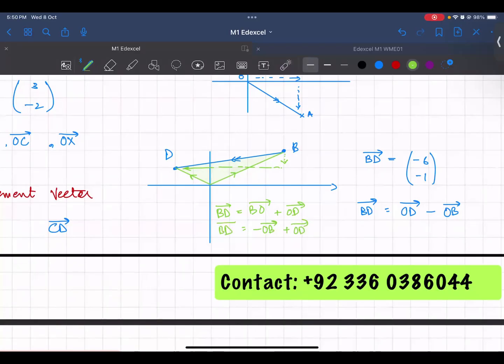If I want to write them down in terms of the position vectors, you can see BD is equal to OD minus OB. So you can open up any displacement vector in terms of position vectors by writing down the position vector of the second letter minus the position vector of the first letter. So OD minus OB. Similarly, if you have AB, it will be OB minus OA.